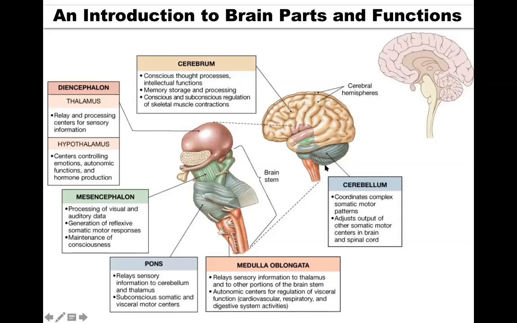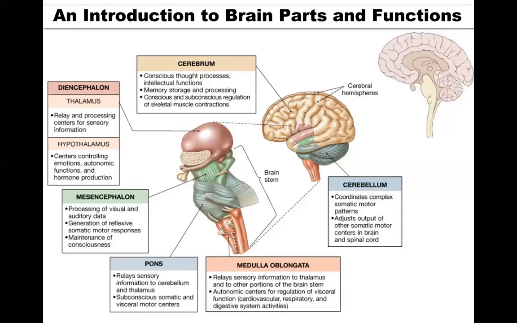So four major parts. Number one is cerebrum. Number two is diencephalon. Number three is brainstem. And number four is cerebellum. Within the diencephalon, there are three parts: epithalamus, thalamus, and hypothalamus. Within the brainstem, there are three major parts: midbrain, pons, and medulla oblongata.